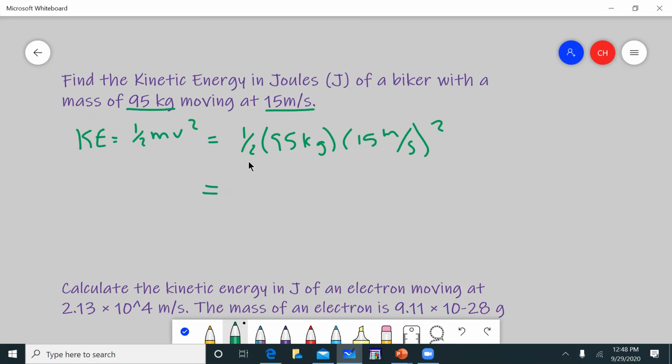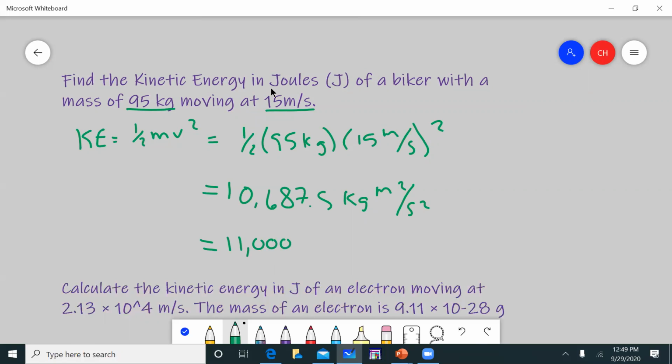So when I plug all of that information in, we take our 15 and square it, multiply that by 95, and then cut that in half. We end up with 10,687.5. The units on this are kilograms, meters squared per second squared. I only get to have 2 sig figs, so we're going to round it to 11,000.